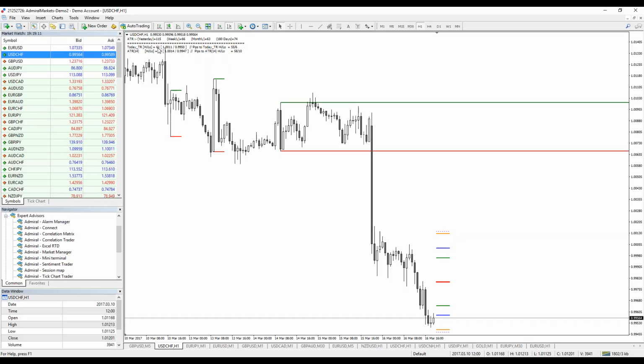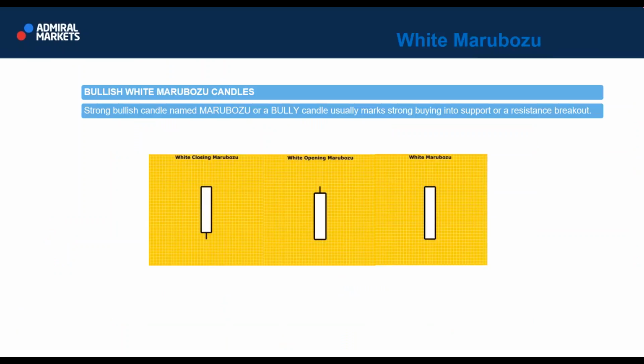Regarding ATR stops, 61.64 was the ATR for dollar Swiss. So if we made an entry here, we would place our stop loss, if we use the balanced approach, 60 pips above our entry, not above the high, above our entry. 32 for the aggressive approach and 128 for the conservative approach. So that is how we approach ATR volatility stops.